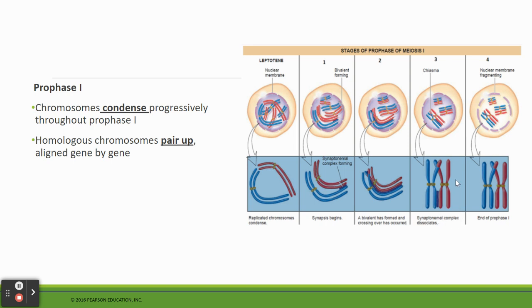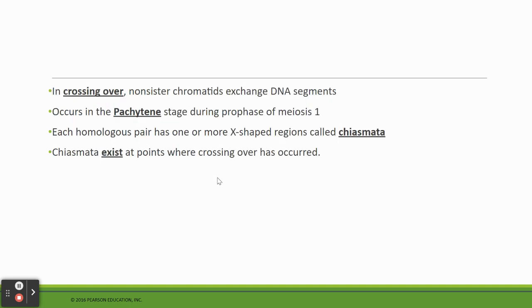So here's a better picture of a complex that forms after crossing over occurs. As you get closer through meiosis 1 at the end of prophase 1, look, the nuclear envelope is starting to fragment and fall apart. So, in crossing over, the non-sister chromatids are going to exchange DNA segments. So not the sister chromatid, not the copy is what's separating. It's the ones that just happen to be next to them. This is important because crossing over helps us get more genetic variability.